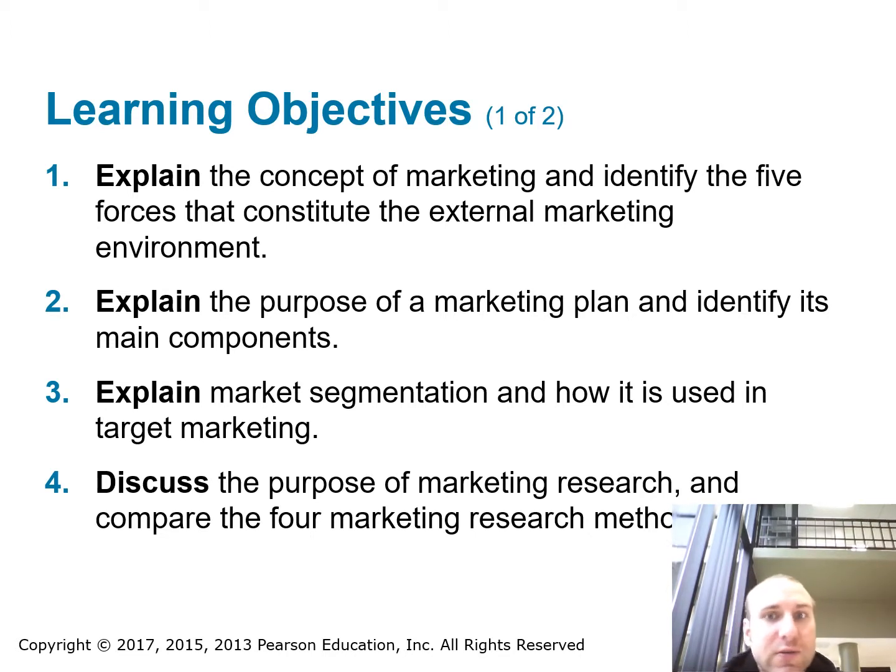Here are the objectives for the chapter. 1. Explain the concept of marketing and identify the 5 forces that constitute the external marketing environment. 2. Explain the purpose of a marketing plan and identify its main components. 3. Explain market segmentation and how it is used in target marketing. 4. Discuss the purpose of marketing research and compare the 4 marketing research methods.